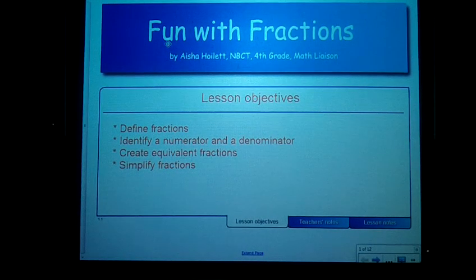Tonight we're going to look at fun with fractions. We are going to do a few different things. Our objectives of our lesson today are going to be to define what a fraction is, to identify a numerator and a denominator, and create equivalent fractions and even simplify some fractions.